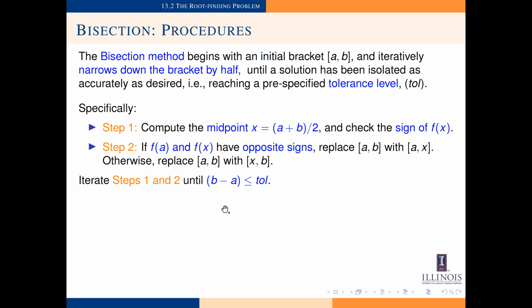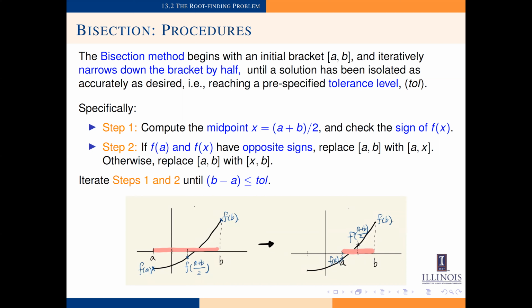We will iterate these two steps until b minus a is less than or equal to a tolerance level that we have specified. In other words, when the interval becomes narrow enough.